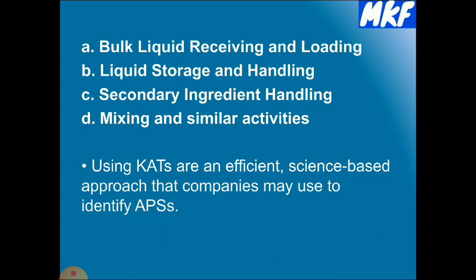The first one is bulk liquid receiving and loading. The second one is liquid storage and handling. The third one is secondary ingredient handling. The fourth one is mixing and similar activities. Using KAT is an efficient, science-based approach that companies may use to identify actionable process steps.